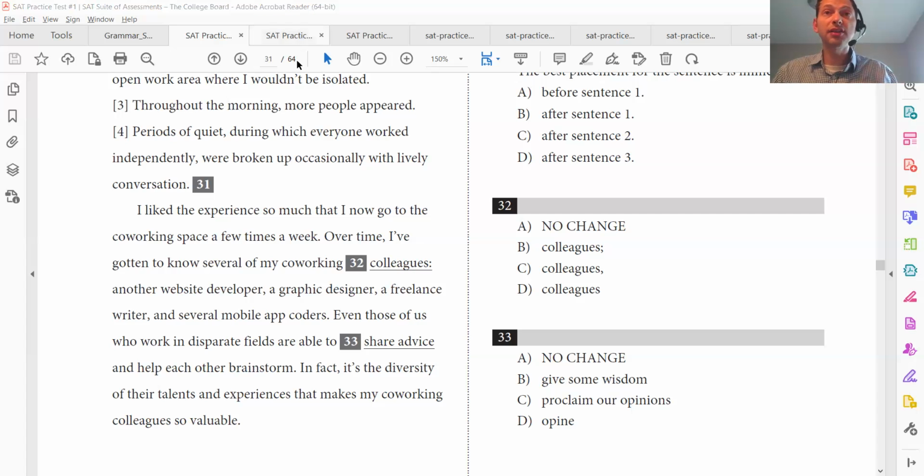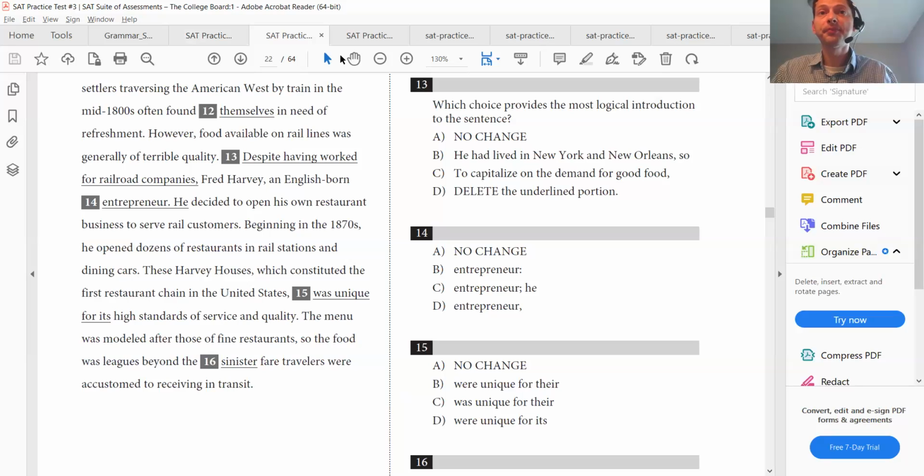All right, let's work on another problem. This is from SAT number 3. Question 14. Despite having worked for railroad companies, Fred Harvey, an English-born entrepreneur, period. Wait a minute. That can't be the end of a sentence, right? So that period doesn't work. But even if you didn't know that, look, A and C are the exact same answer choice. Remember what we said. One's a period, one's a semicolon. They're both the same, so they can't both be right. So A and C are out.